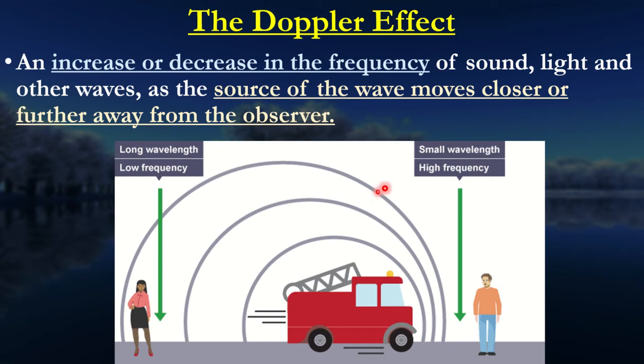Okay, so let's just quickly explain how this occurs. The Doppler effect is an increase or a decrease in the frequency of sound, light, or any other form of wave as the source of the wave moves closer to or further away from the observer. Now, the reason why that's the case, I'll just scribble over this original diagram.